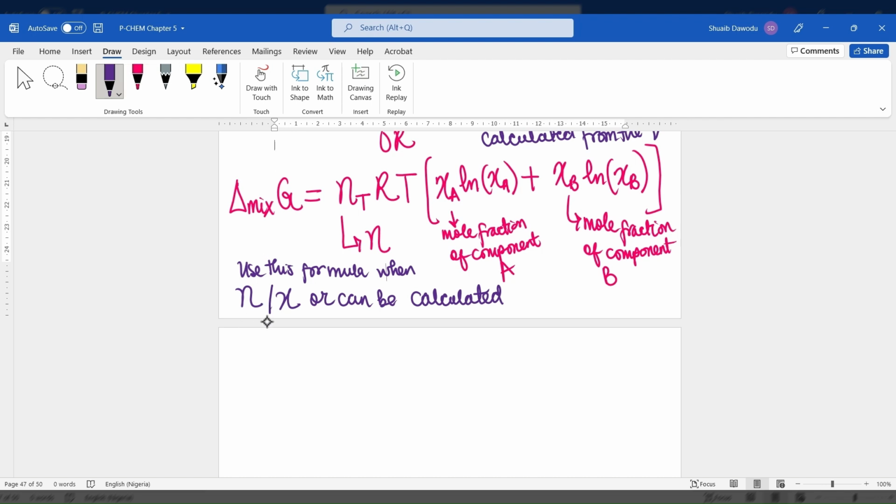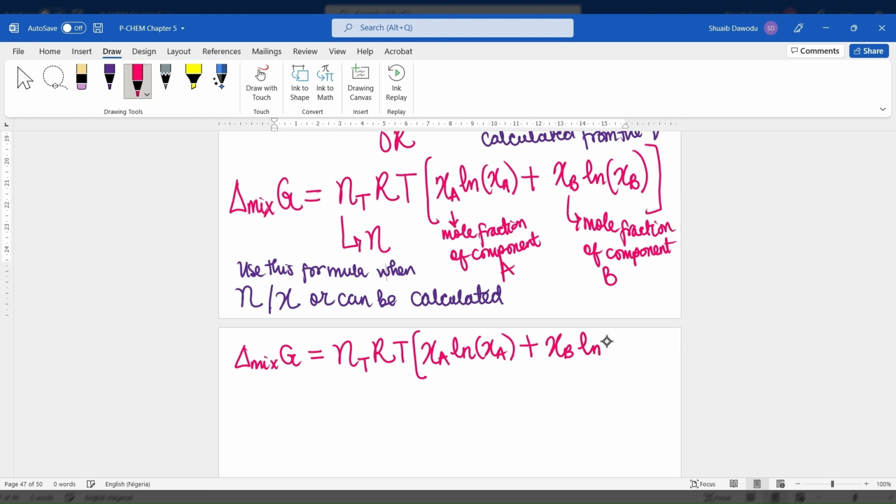So rewriting the second formula, we have change in Gibbs energy of mixing is equal to N sub T, N total, multiplied by RT, multiplied by X sub A, the mole fraction of component A, ln X sub A, plus X sub B, ln X sub B. So this is the formula that we're going to use.